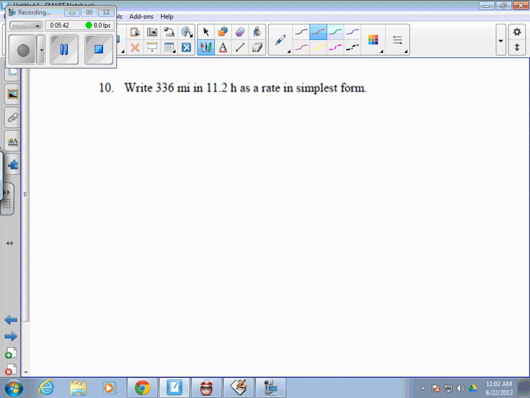10 says write 336 miles in 11.2 hours as a rate in simplest form. Well, rate is just like speed. Remember, rate is distance over time. So you have a distance, 336 miles, and you have a time, 11.2 hours.